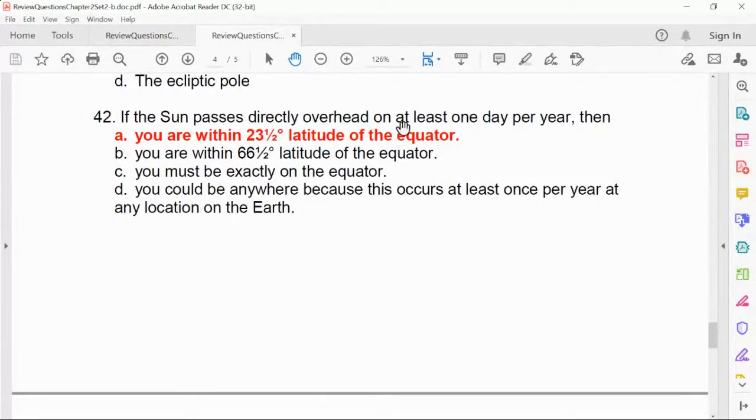Question 42. If the sun passes directly overhead on at least 1 day per year, then you are within 23.5 degrees latitude of the equator. I told you that if you are at 23.5, at noontime the sun will be on top of your head at the start of summer. We are here at 24. We will experience that very shortly, and you can see basically no shadows very close to the start of summer.